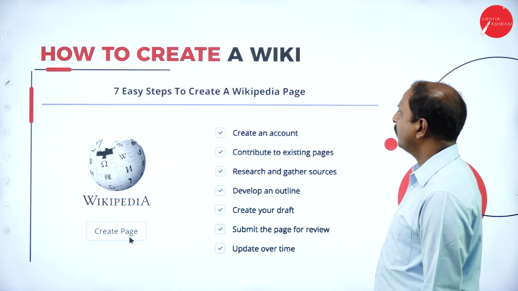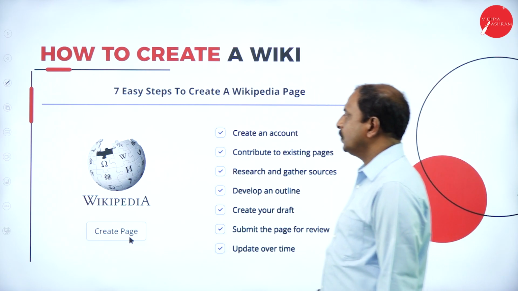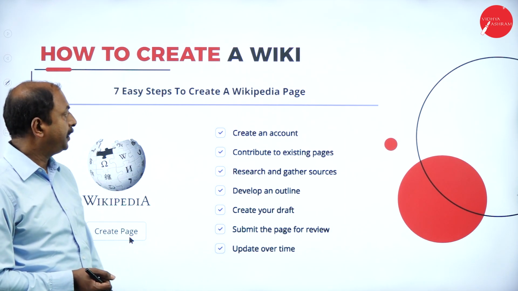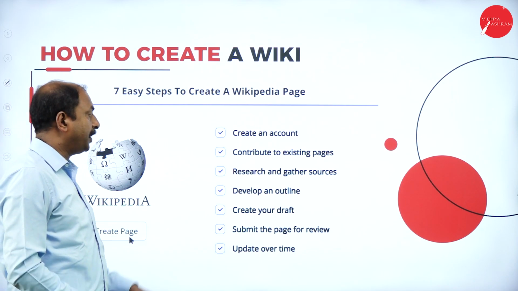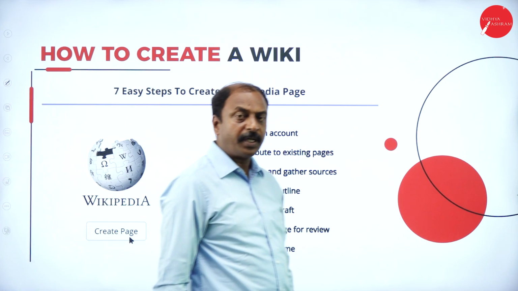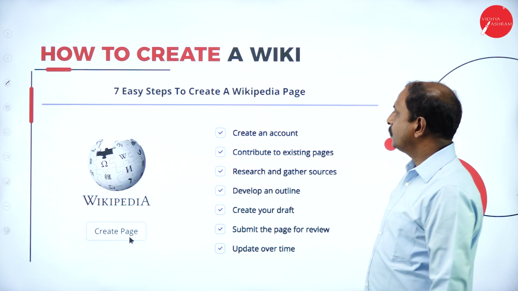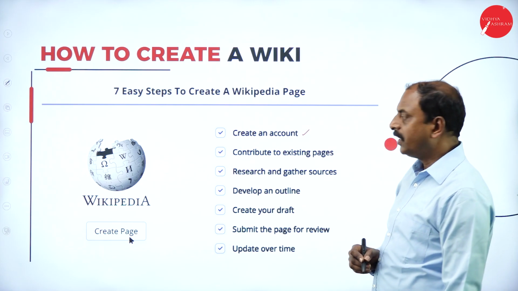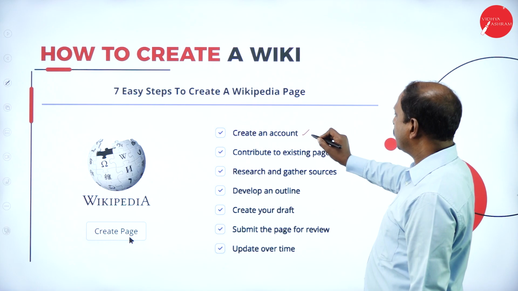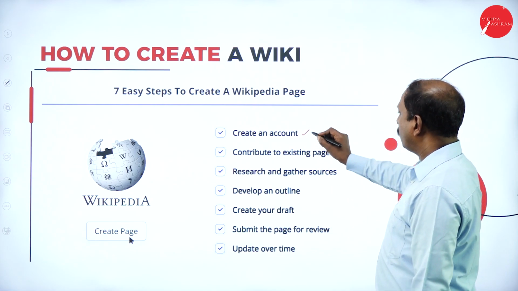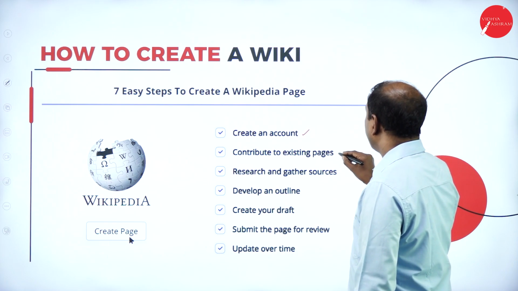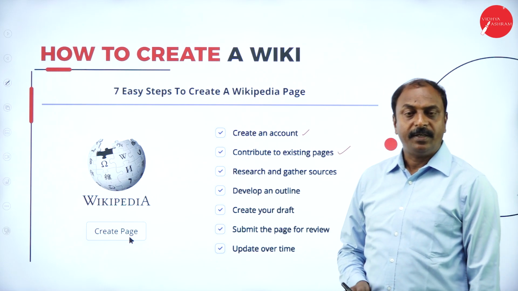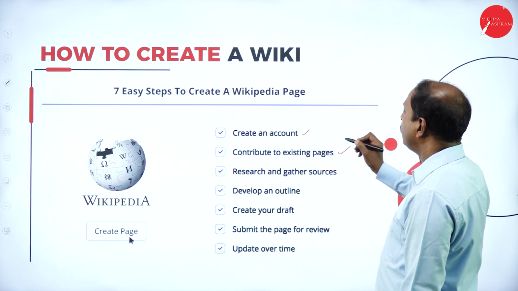In the next slide, let us see how to create a wiki page. Once you know what a wiki site is, we can start creating a wiki page. A few steps are given here to be followed to create a wiki page of your own. The first one is to create an account, which has to be created within the Wikipedia.com site. Once the account has been created, you contribute to existing pages. Wikipedia already has its own pages, and we can contribute to the same existing pages.